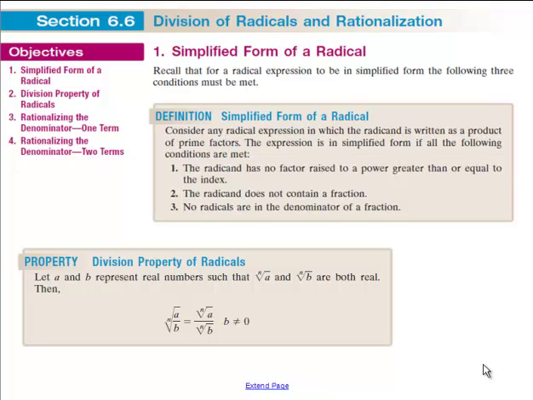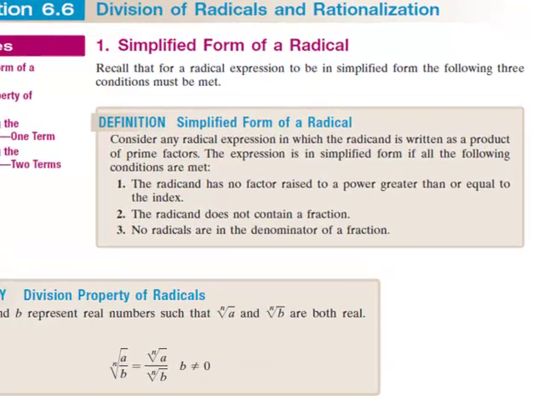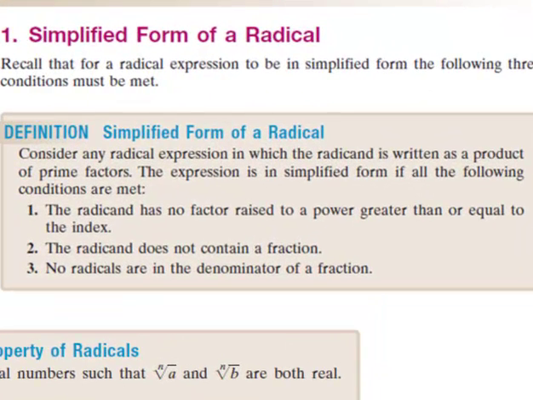Section 6.6 brings us to the last operation that we need to do with our radicals. Remember, we simplified them, then we did addition and subtraction, multiplication was the last one, and now we are on to division. So before we can divide anything, we need to remember our simplified forms. So remember the rules that we had before.